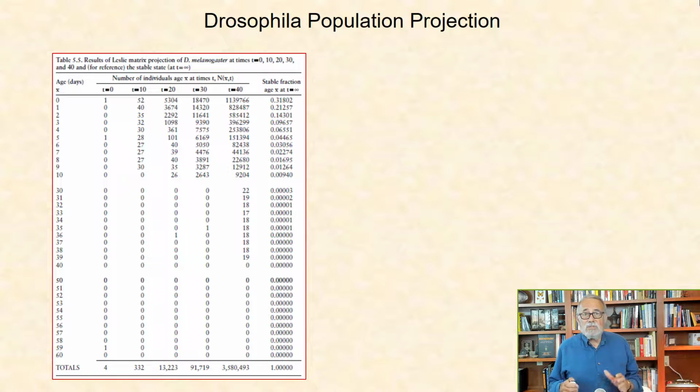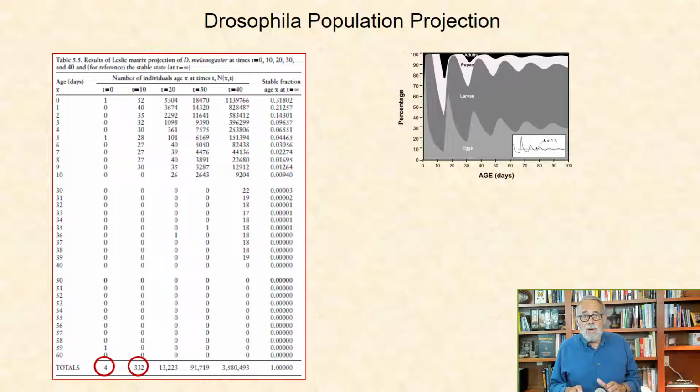This table contains the results of the Leslie matrix projection with age in this column, the number of individuals at age X at times 0, 10, 20, 30, and 40 days, and then the stable fraction in each age class at time t. This figure gives the stage structure of the population from 0 to 100 days on the x-axis and percentage in each of these different stages on the y-axis. The inset shows the convergence of the growth rate to lambda equal 1.3.